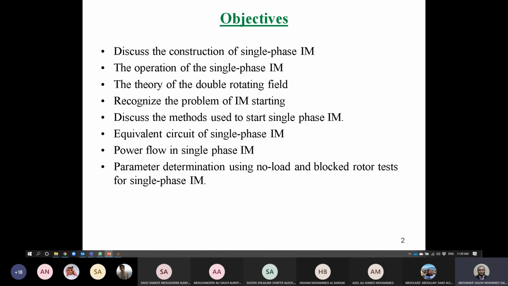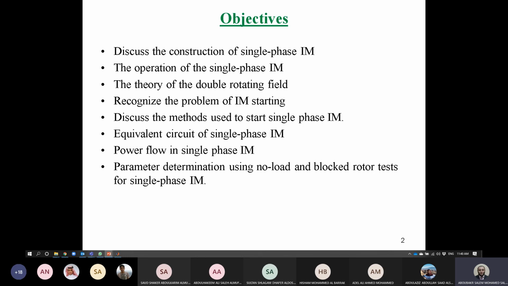the operation of single phase induction motor, how it works, the theory of double rotating field. What's the meaning of double rotating field? Recognizing the problem of induction motor starting. Do we have a problem in induction motor starting and how we can solve that problem? Discuss the methods used to start single phase induction motor.